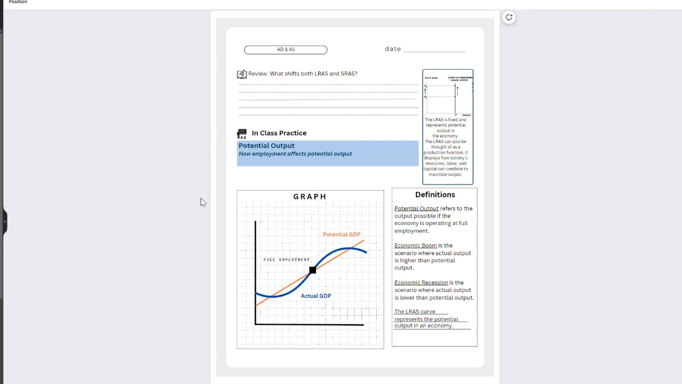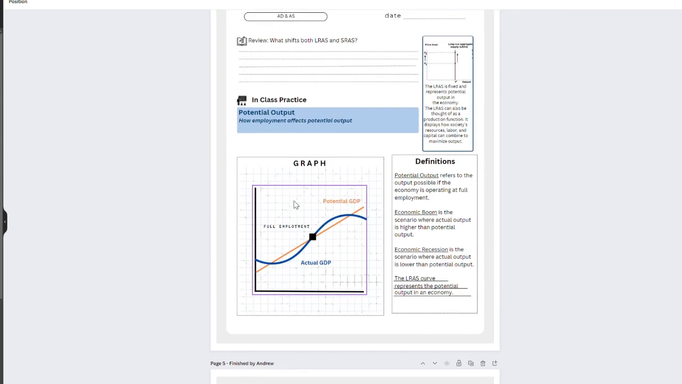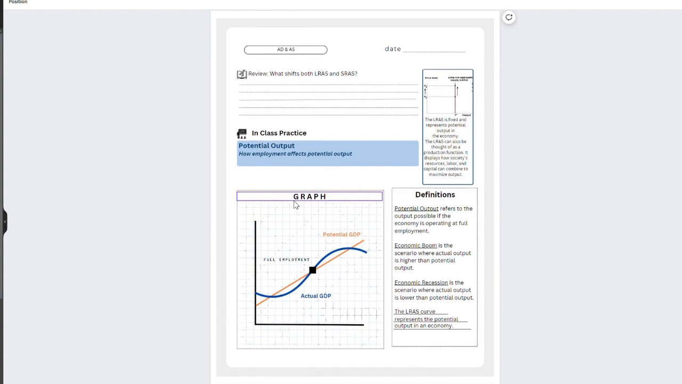Hi, so in this video we're going to be discussing potential output as well as its role in the business cycle. So, in economics, potential output refers to the maximum level of output an economy can sustainably produce over a period of time. It's kind of like a factory running at full capacity at peak efficiency. This level of output is determined by factors such as available labor force, capital stock, and technology.